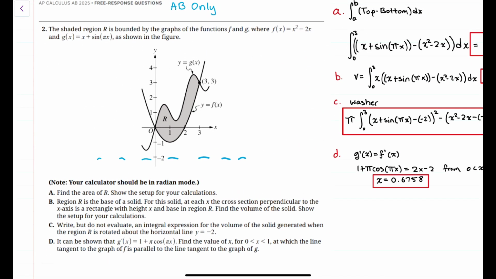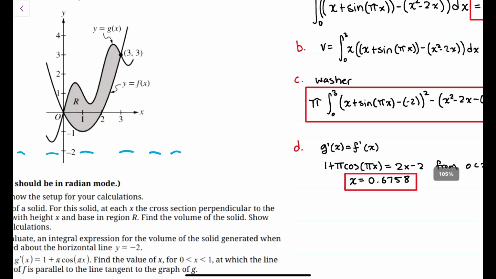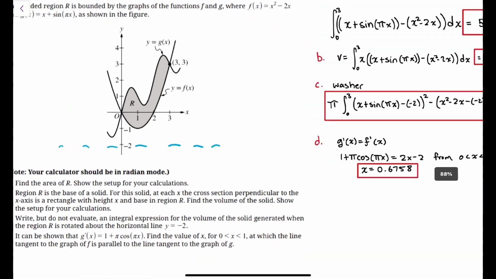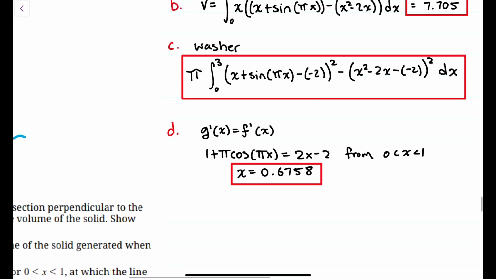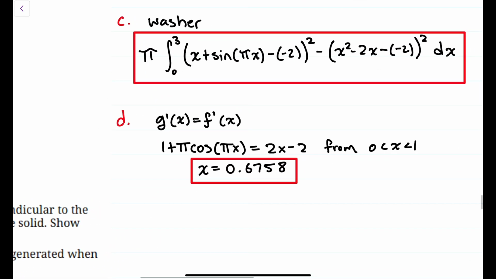Then for part D, we have to find the value x at which the line tangent to the graph of f is parallel to the line tangent to the graph of g. So it's just asking when g prime of x is equal to f prime of x. So we take g prime of x, which is given as 1 plus pi cosine pi x, and we set that equal to f prime of x, which is 2x minus 2. And then it has to be an x value from 0 to 1, so that happens at x equals 0.6758.